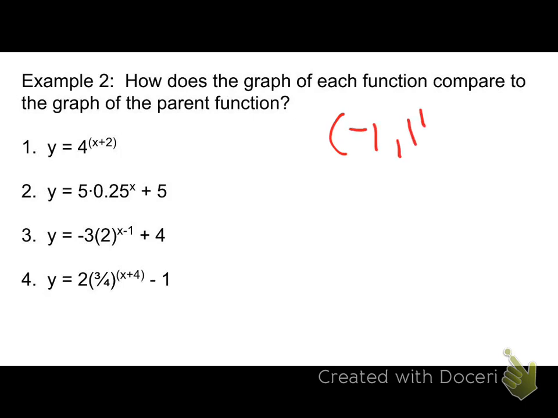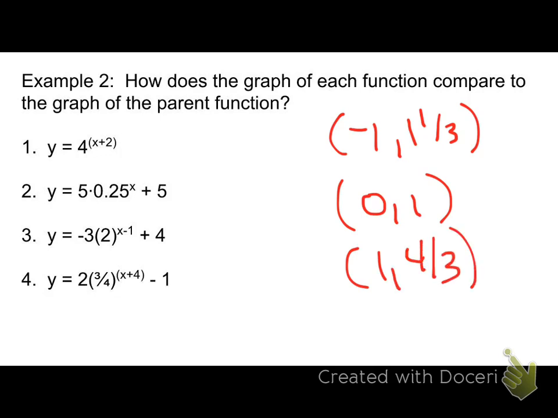So it was -1, 1 1/3. It was 0, 1. It was 1, 4/3. You guys told me we're going to do 2 times y minus 1. We're going to do x minus 4. So it ended up at -5, 1 2/3.